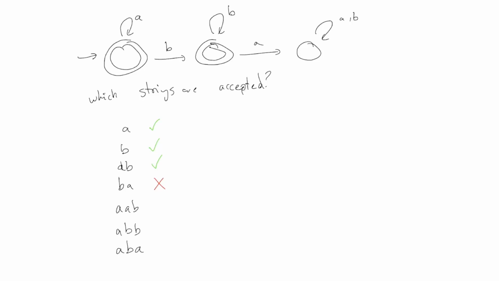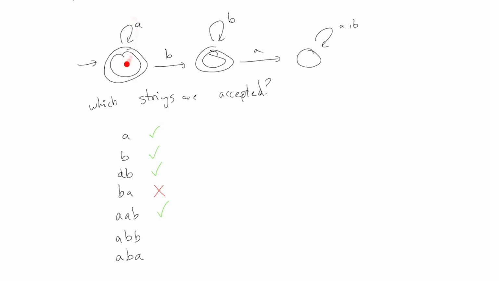AAB, I think that is accepted. ABB, it seems to me that is also accepted, right? It goes ABB, so that's accepted. ABA, that's rejected, right? Etc. Anybody have a feel for this? Can you say in general what are the strings that are accepted?